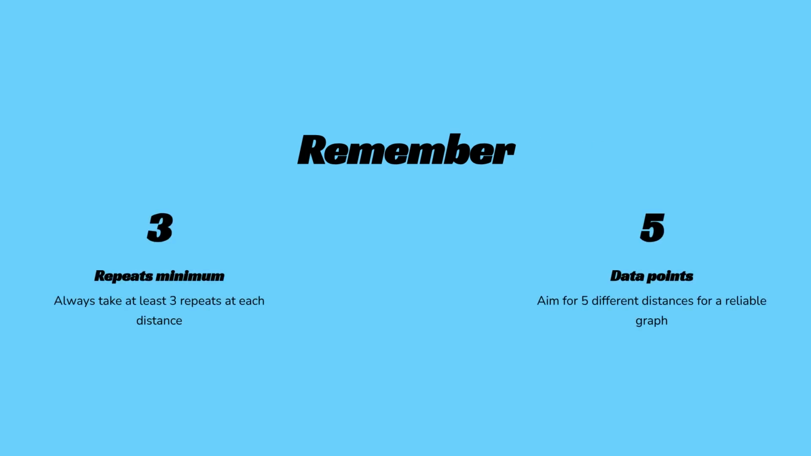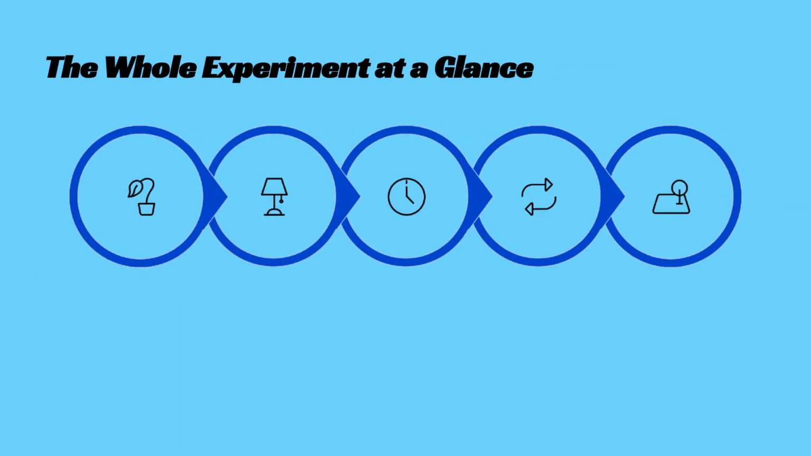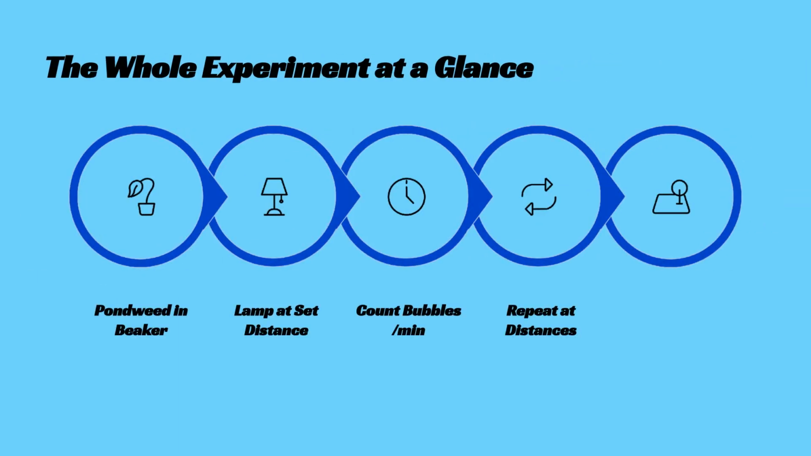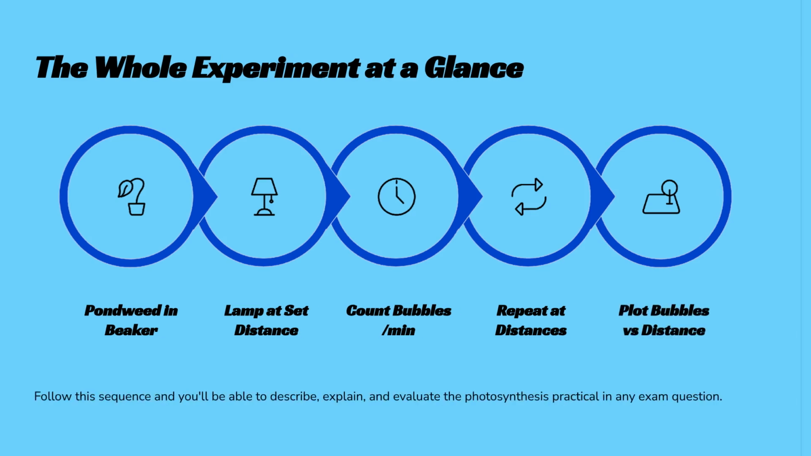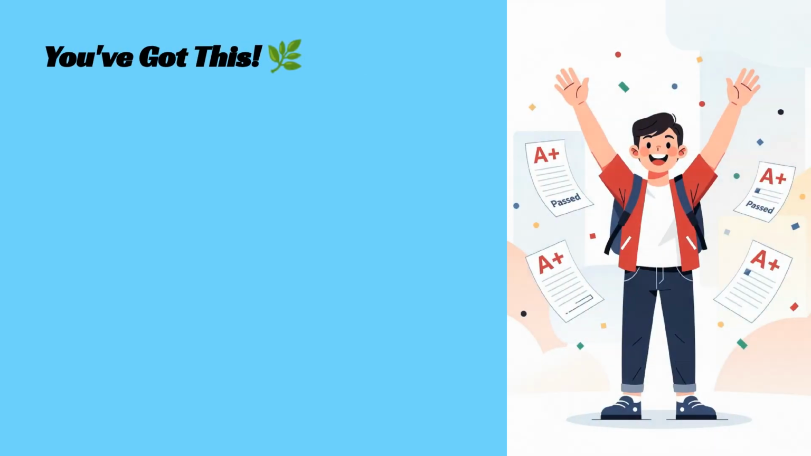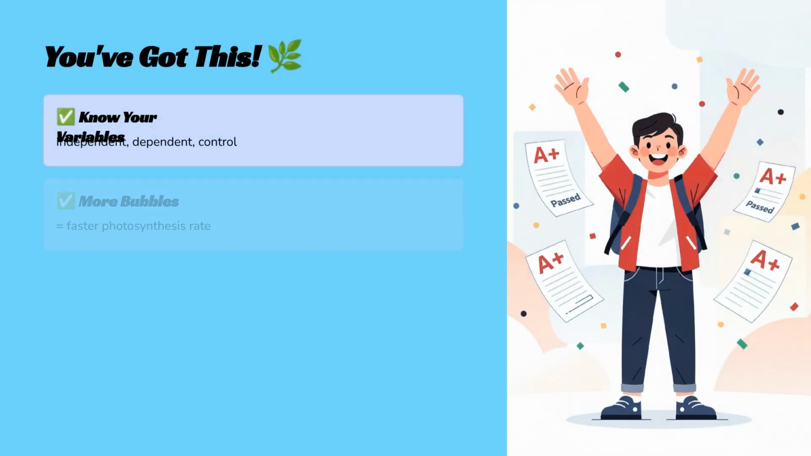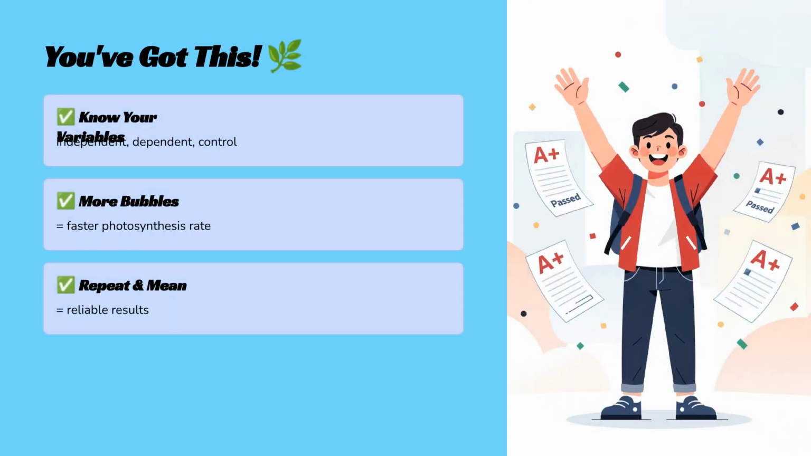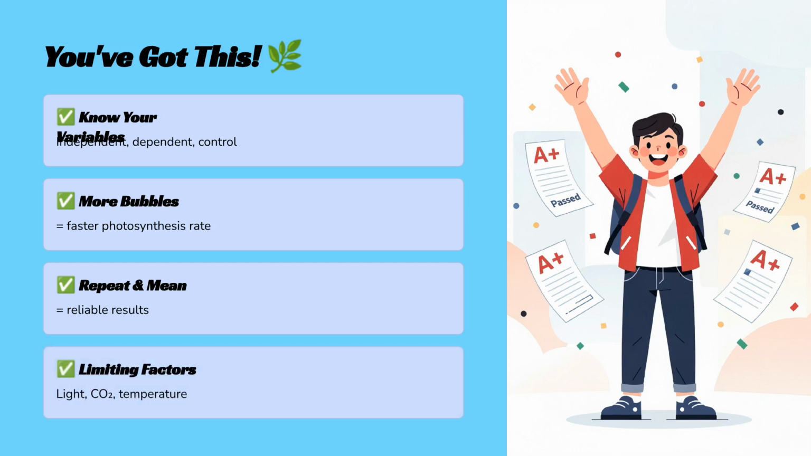Remember to take a minimum of 3 repeats and aim for 5 different distances for reliable data. Control variables must be clearly named and explained. The whole experiment sequence involves placing the pondweed, setting the lamp distance, counting bubbles, repeating at different distances, and finally, plotting the bubbles versus distance. You've got this. Remember your variables, that more bubbles means a faster rate, to repeat and find the mean, and the 3 limiting factors: light, carbon dioxide, and temperature.